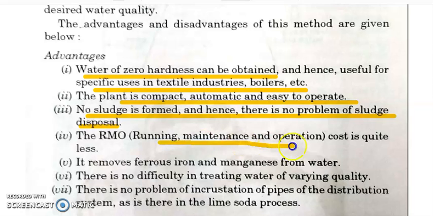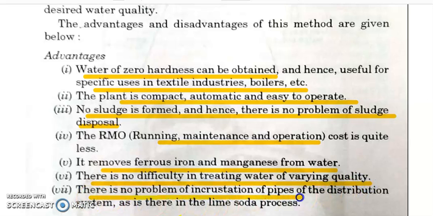So here no sludge is produced and there is no problem of sludge disposal. The running maintenance and operation cost is also quite less. It removes iron and manganese from the water, and there is no difficulty in treating water of varying quality. There is no problem of pipe incrustation of the distribution system as in the case of the lime soda process, right? In the lime soda process, pipe incrustation will take place.